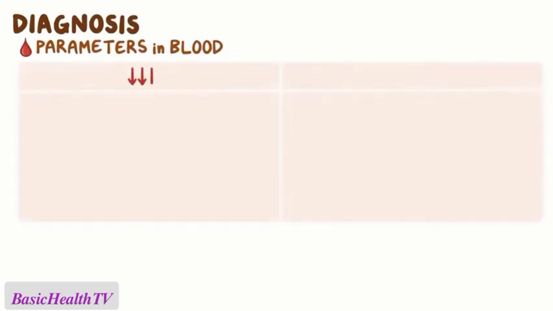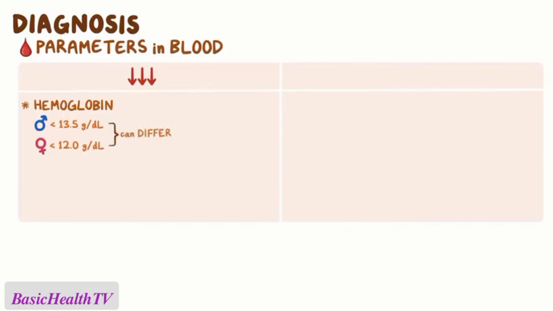Anemia is diagnosed using a couple of parameters in the blood. First, there are decreased hemoglobin levels, typically below 13.5 grams per deciliter in males and below 12 grams per deciliter in females. But those numbers can differ based on which guidelines you're using. Next, the mean corpuscular volume, or MCV, is decreased. This reflects the volume of a red blood cell.